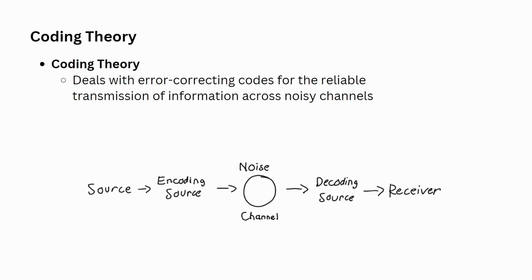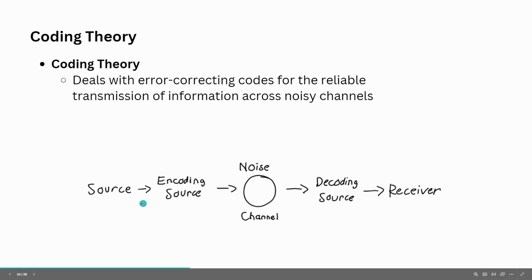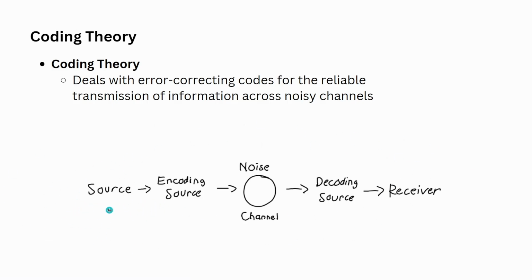Next, we have coding theory. It deals with error correcting codes for the reliable transmission of information across noisy channels. It is best demonstrated through this diagram. Essentially, there will be a source sending out information. That information goes into an encoder, and then it goes through a noisy channel, and then gets decoded by a decoder, and then it will be sent out to the receiver.